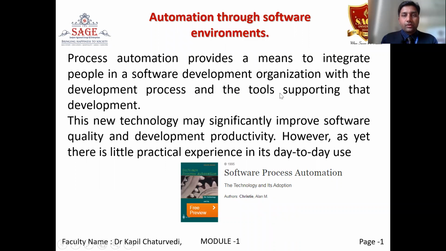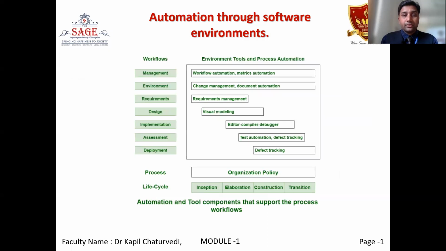So process automation provides a means to integrate people in a software development organization with the development process and the tools supporting that development. The tools suggest how much time is required for the software development of that particular module and how much you are actually taking. So that suggests in which time you will have to complete that software.